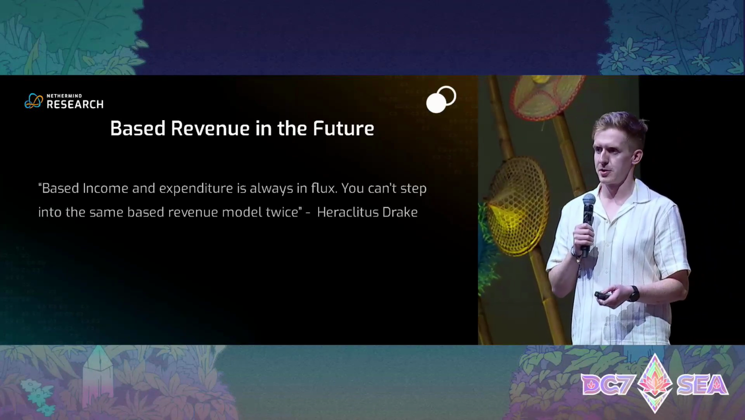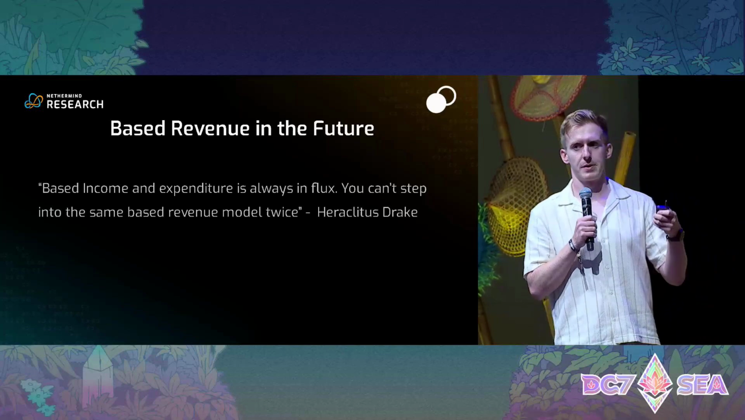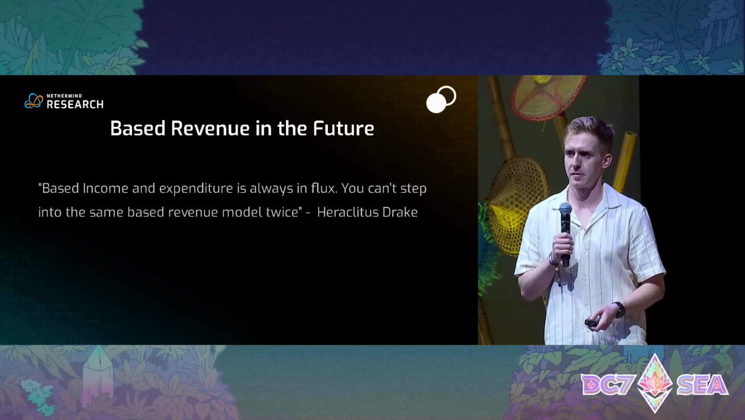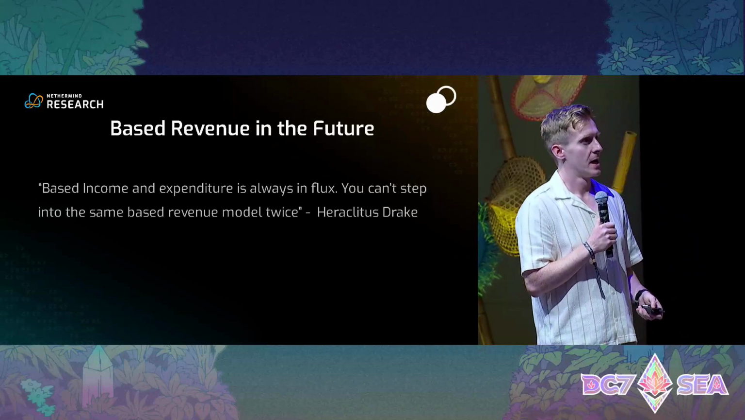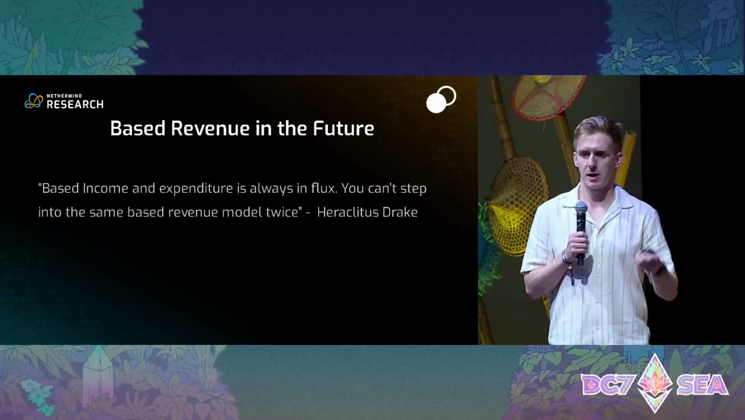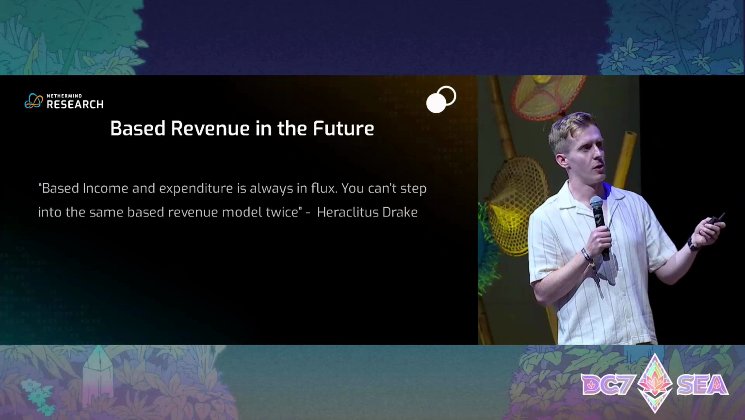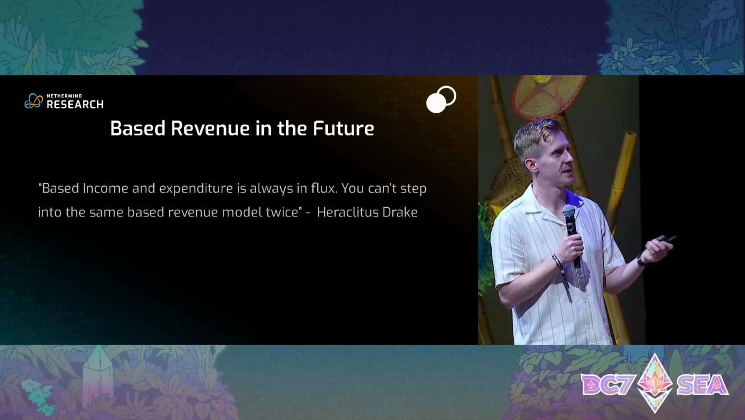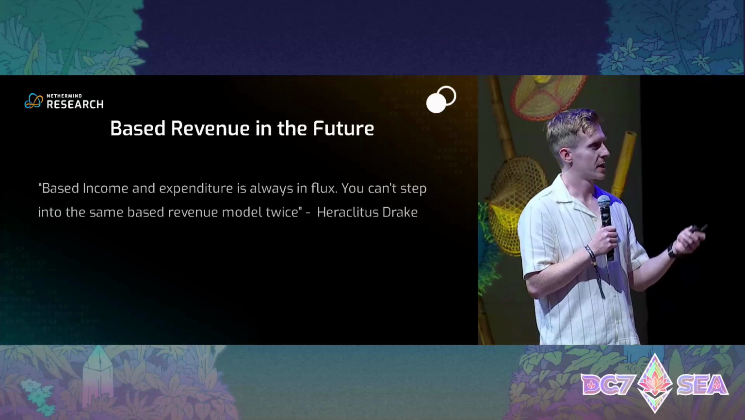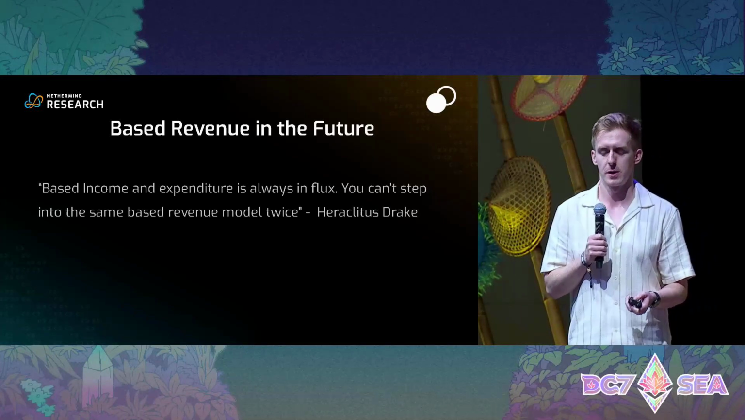the costs right now are relatively straightforward, but our hope, considering the tight profit margins from Tycho, is that these will change, right? So I quote this ancient philosopher, or alter ego philosopher, who says, base income and expenditure is always in flux. You can't step into the same base revenue model twice.